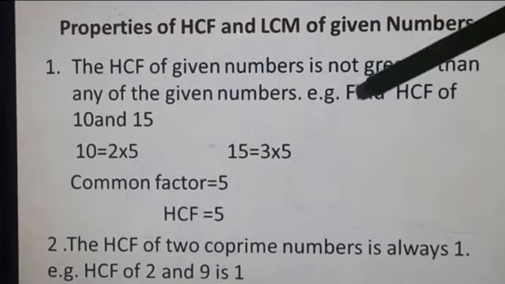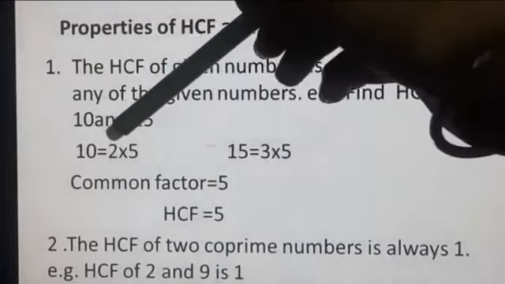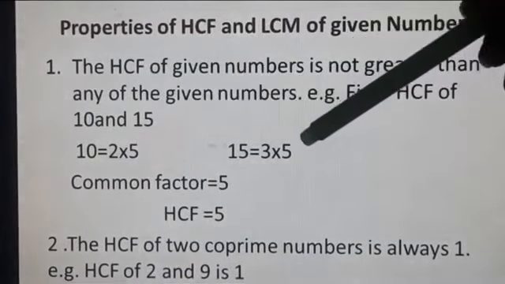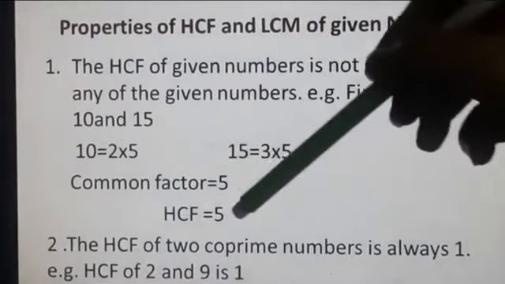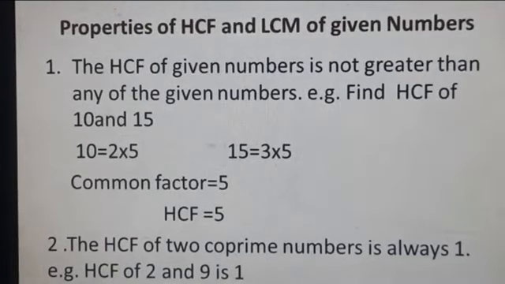See this example. Find the HCF of 10 and 15. So 10's prime factorization is 2 into 5. 15 is 3 into 5. Common factor is 5. So HCF is 5. 5 is less than 10. 5 is less than 15. Understood?